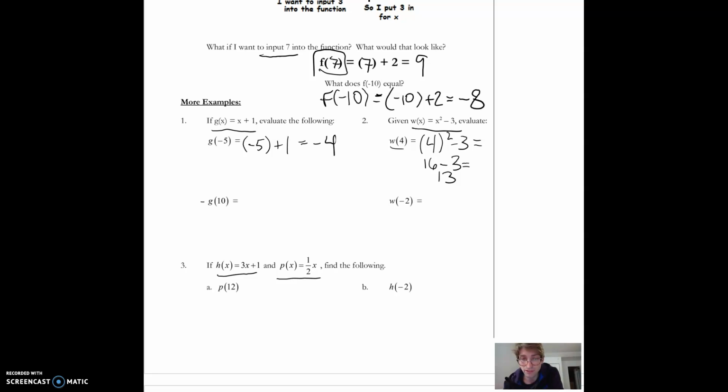So I would like for you to try to follow our rules for g, w, h, and p and fill in these last 4 problems. Pause until you're done, come back, you can check your answers.